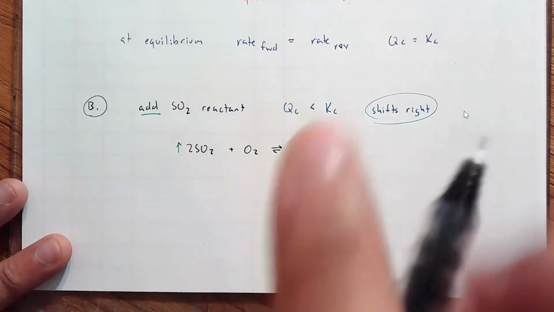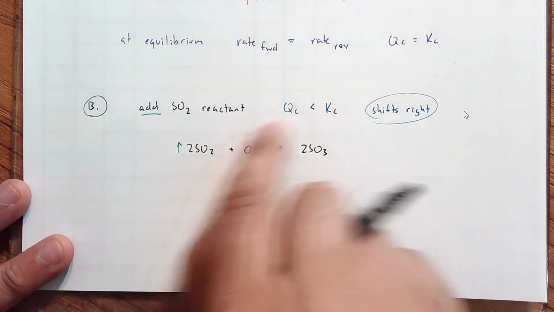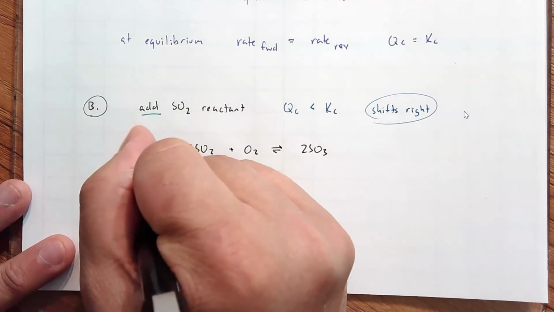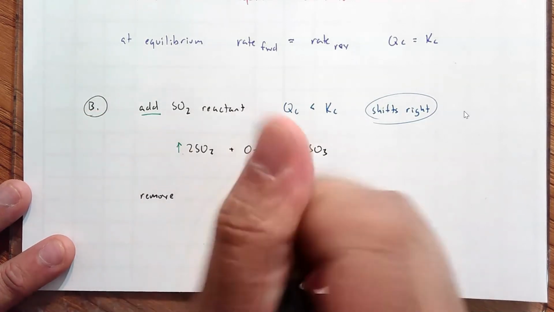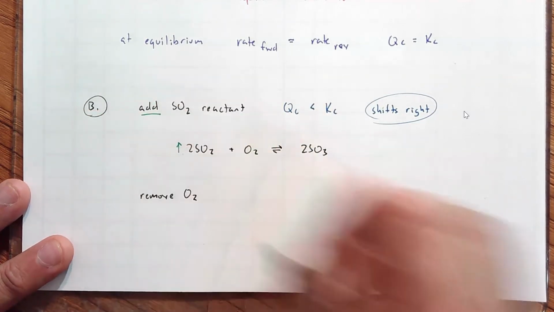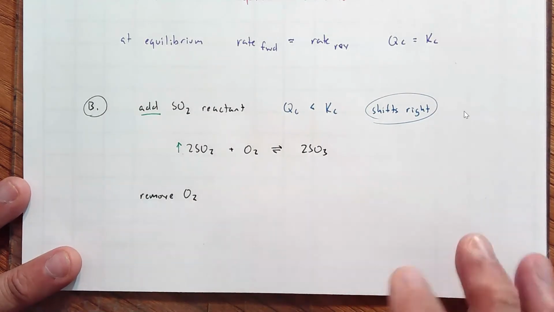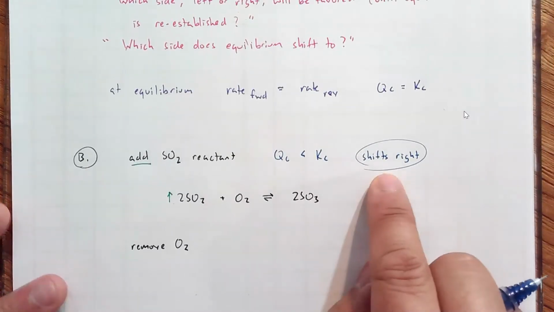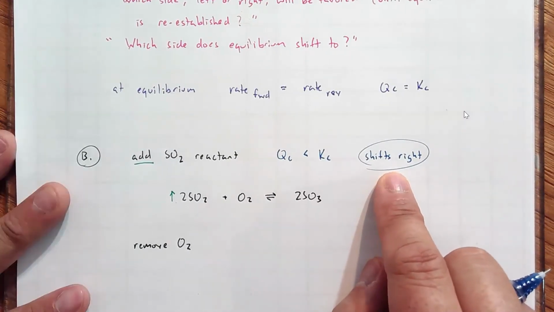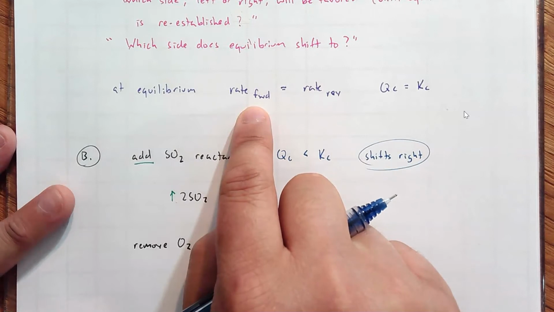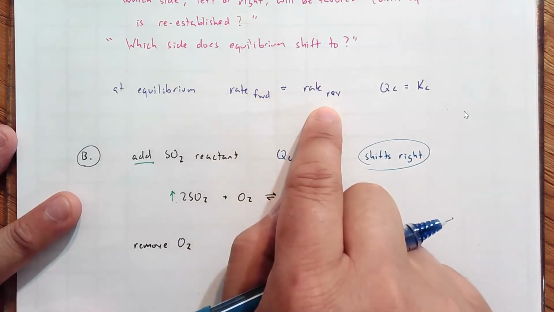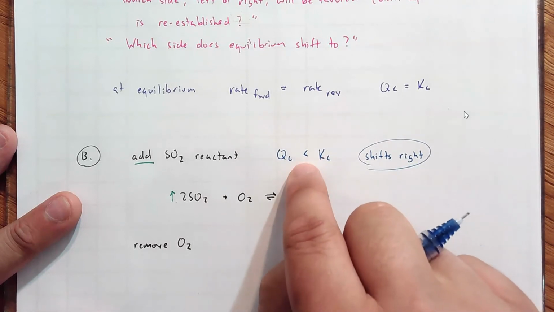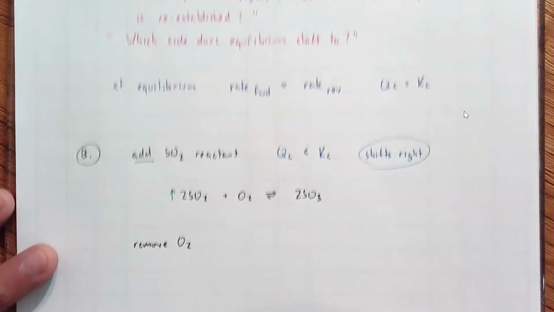So I'm going to use this technique, the arrow technique, rather than the QC technique, because the other one is if I remove O2. Okay. How will the reaction shift? By the way, when I say shift right, what does that mean? The forward rate is now larger than the reverse rate, and it's going to stay that way until QC equals KC, till we get back to equilibrium.